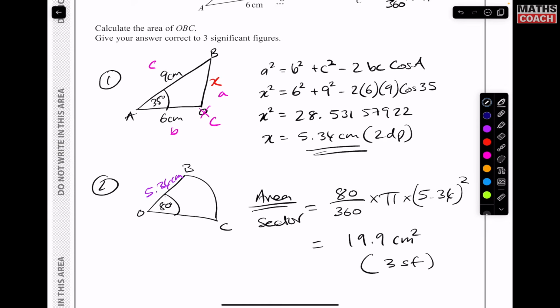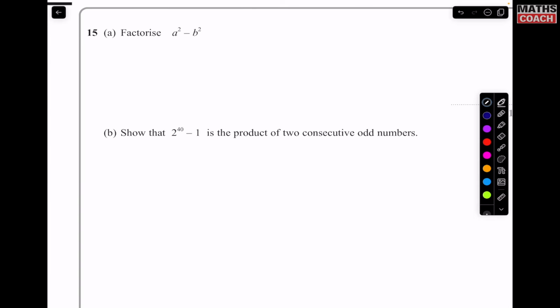and that's to 3 significant figures. Question 15, factorize a squared minus b squared. This is the difference of two squares. So (a minus b)(a plus b). Goodbye, let's move on. Part B, a bit more challenging than the first part.